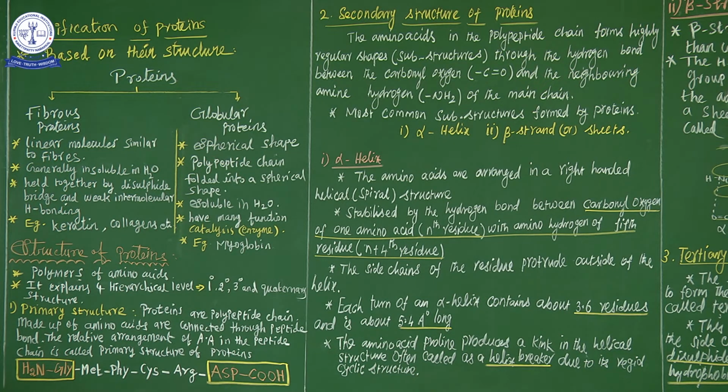Spherical form la present ஆயிருக்கு. In fibrous protein the two polypeptide chains are linked by the disulfide bridge, but in globular protein a single polypeptide chain is folded into a spherical shape. ஒரு single chain மட்டும் spherical shape la fold ஆயிருக்கும். So example for fibrous protein is keratin, collagens, etc. And for globular protein is myoglobin.